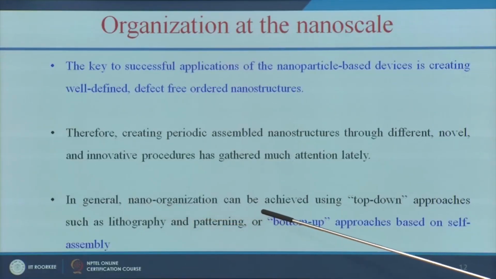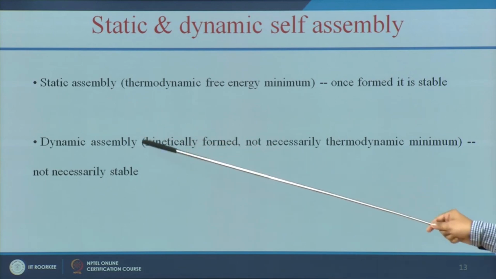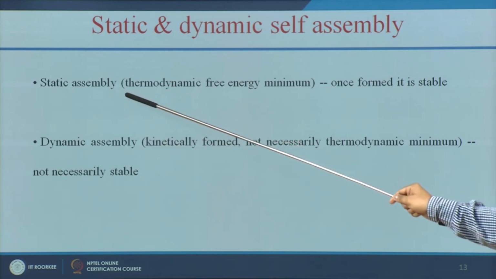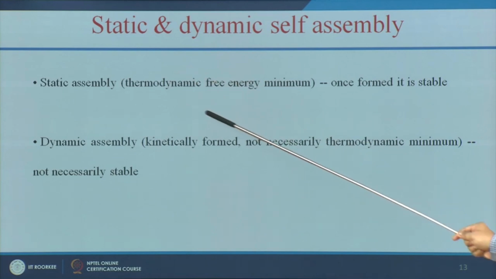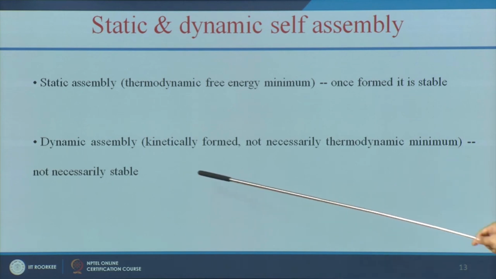We can do this nano organization by using a top down approach like lithography, but in this lecture we are going to learn how to use the bottom up approach for self assembly. Again, self assembly is divided into two types, static assembly and dynamic assembly. Static assembly is at the thermodynamic free energy minimum, so once it is formed, it is stable. Dynamic assembly is kinetically formed, not necessarily a thermodynamic minimum, and not necessarily stable.